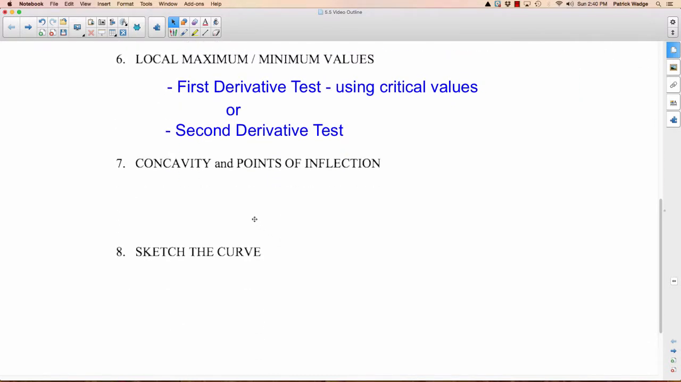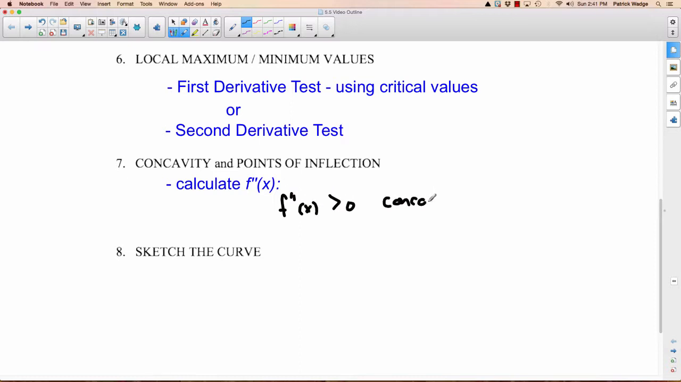Concavity and points of inflection. Well, to do that, you are going to have to find the second derivative. And then remember, if the second derivative is greater than 0, then it's concave up. And if the second derivative is less than 0, then it's concave down.